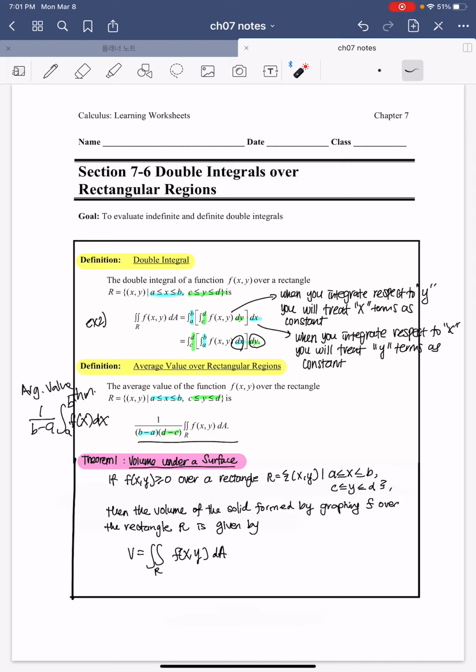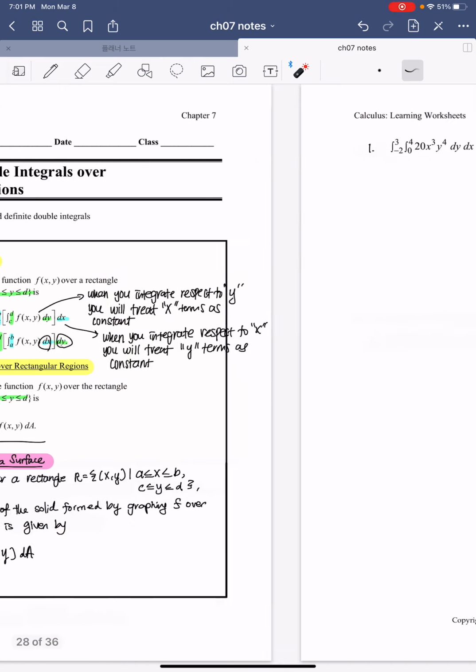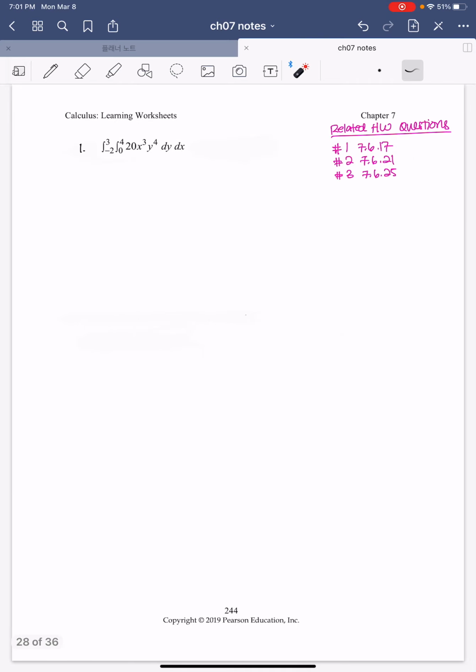The volume of the solid formed by graphing f over the rectangle is given by the double integral of f of x dA. So let's jump right into the first question and begin our very first double integral. Notice first dy. Here you're seeing the dy.